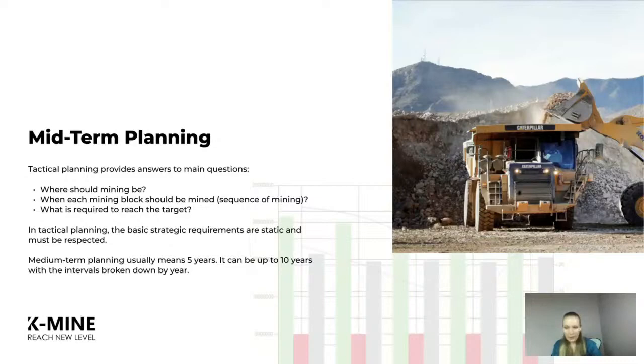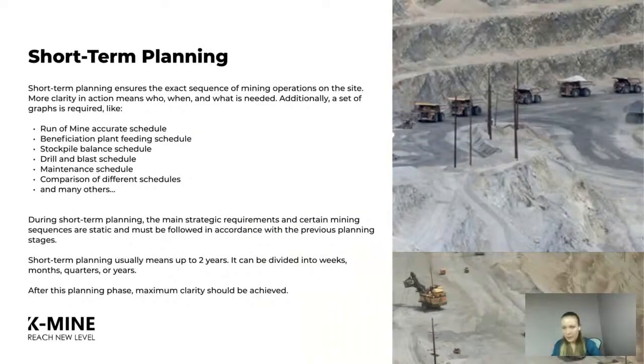So the next planning is short-term planning, and it's the most time-consuming process because you need to account for so many factors that affect planning of mining operations. Usually short-term planning is not more than 2 years, and it could be split by weeks, months, quarters, or years. And the main goal of this planning is to provide the most accurate mining sequences on the site. So that means it should be clear who, when, and what is required for each shift.